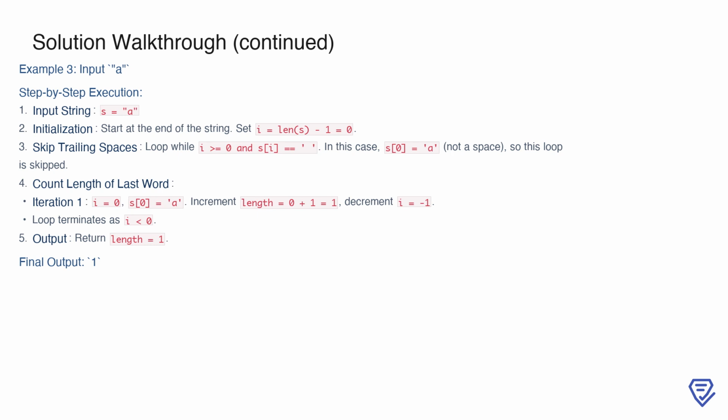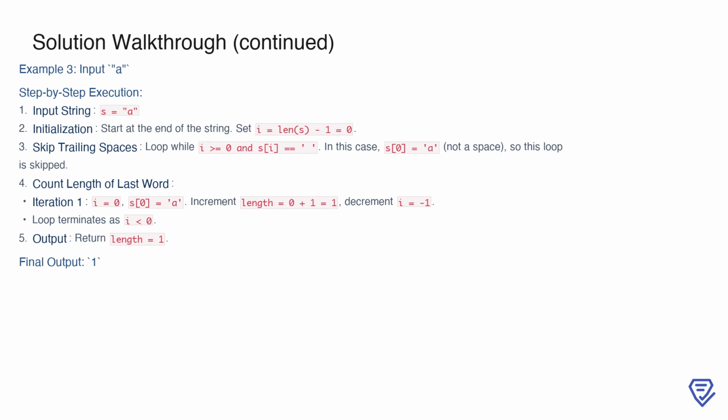Finally, let's consider the simplest example with the input string "a". Here, the string contains only one character without any trailing spaces. We initialize i to 0, the index of the last character. Since there are no spaces to skip, we move directly to counting the length of the last word.